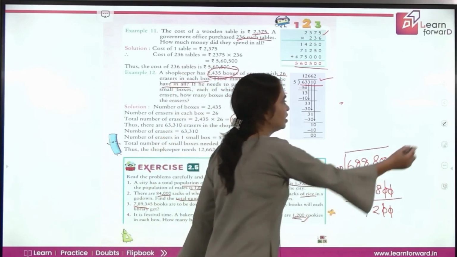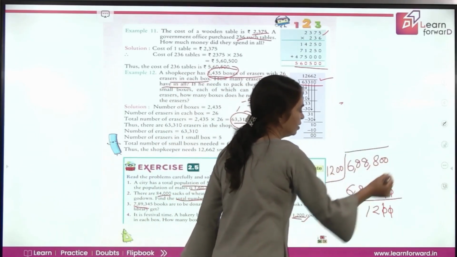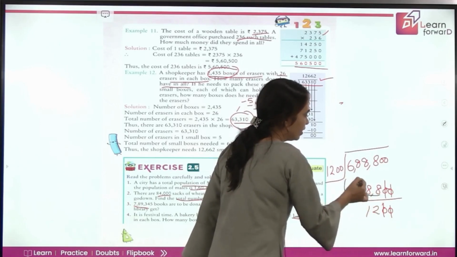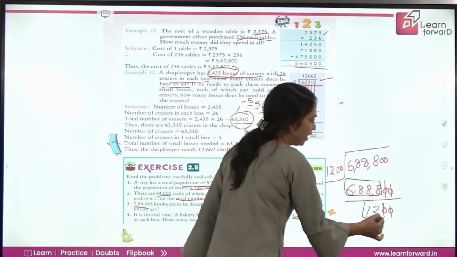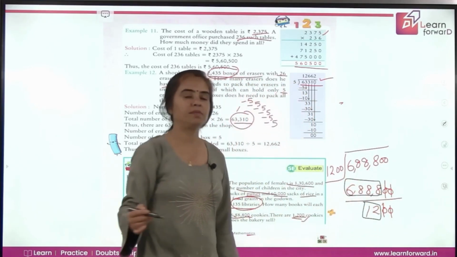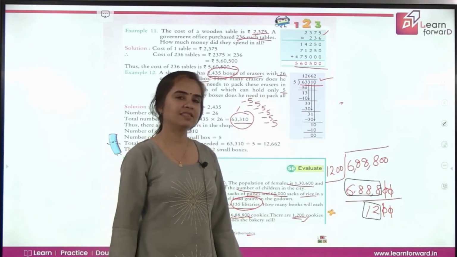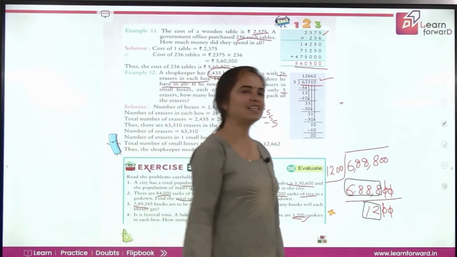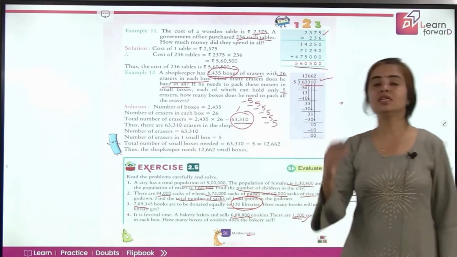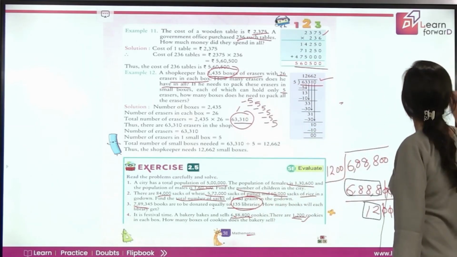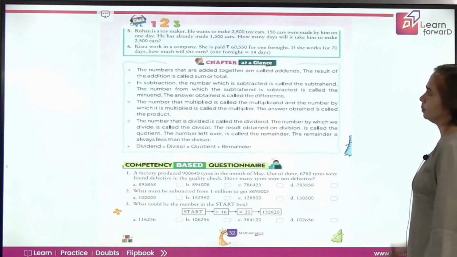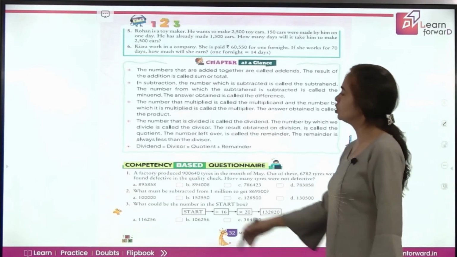Now you just have to divide 6,888 by 12 and I'm sure it will make your task easier. Isn't it? Happy? I can see the smiles on your face, children. So these are the tricks you can follow to make your calculations easier. Here we have two more questions for you.